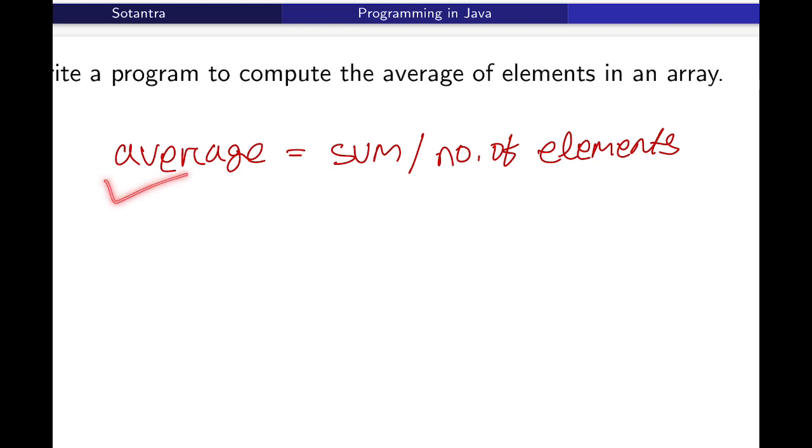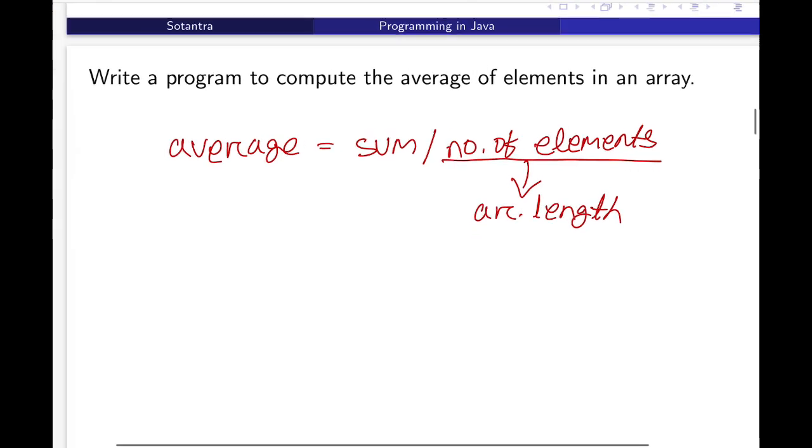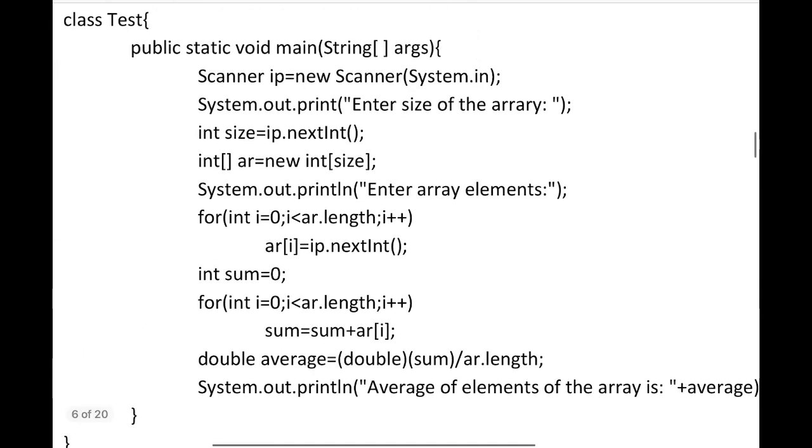So using this formula we can find the average of elements in an array, and we have just now discussed how to find the sum of elements in an array, and this number of elements is equal to the size of the array or length of the array. So if ar is the name of the array, we can write ar dot length to find the number of elements or the size. So simply you can see the complete program here.